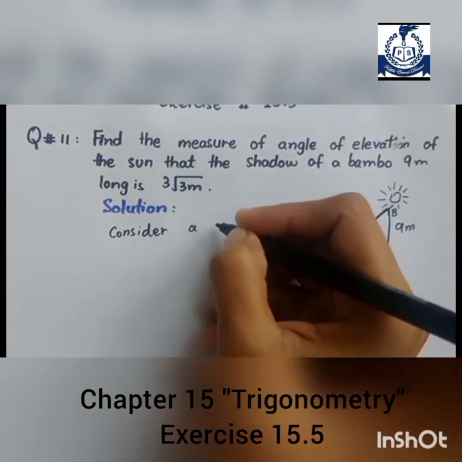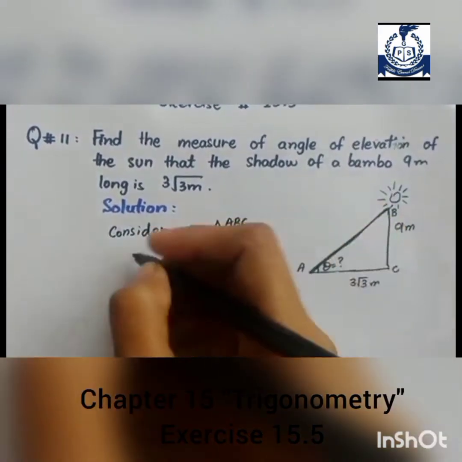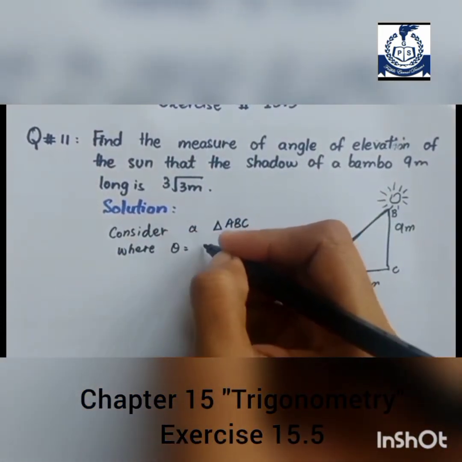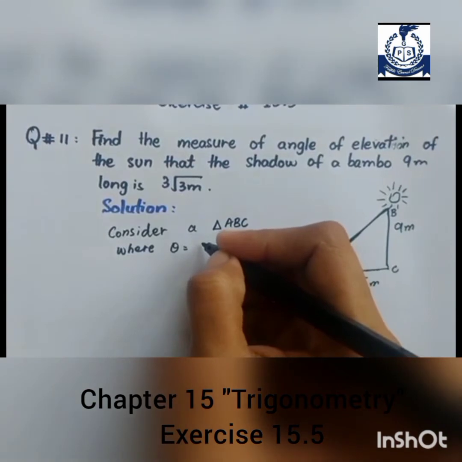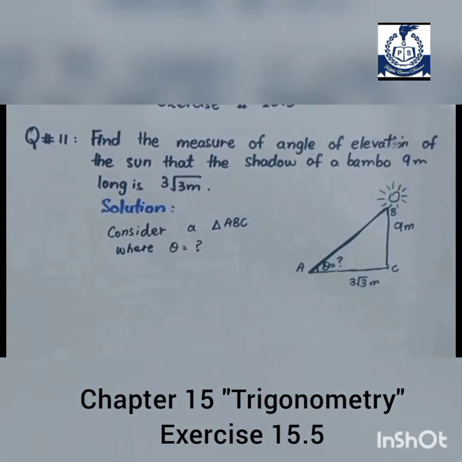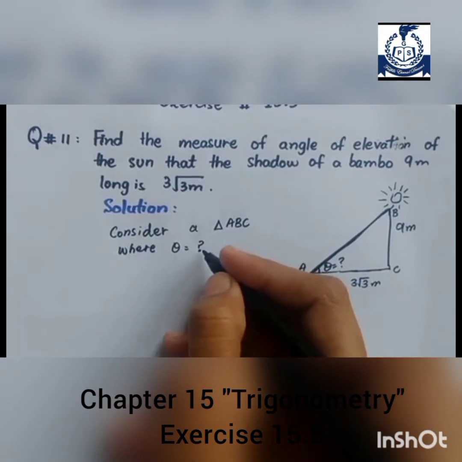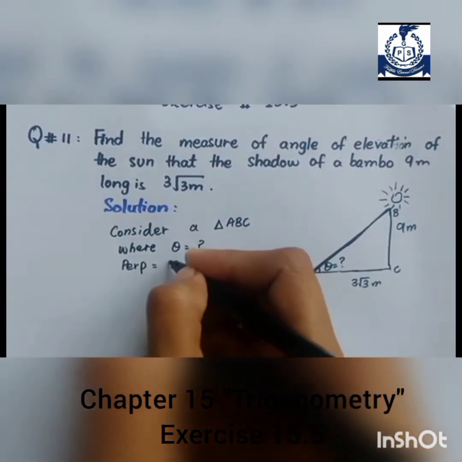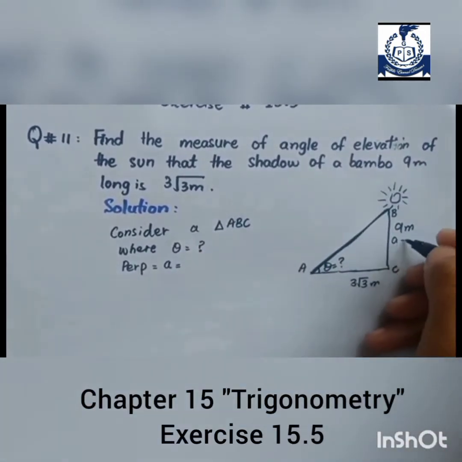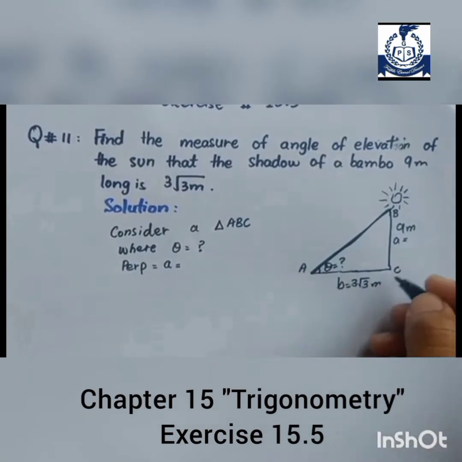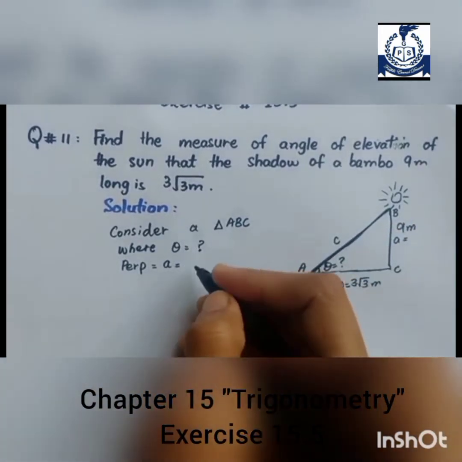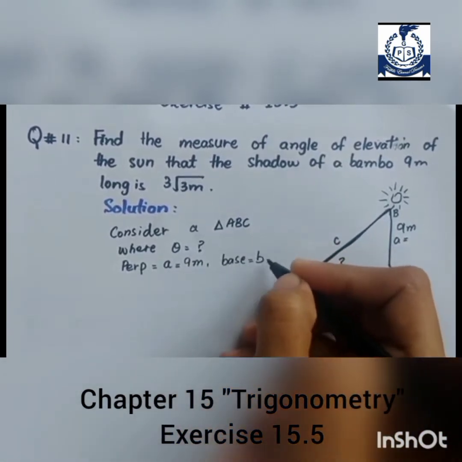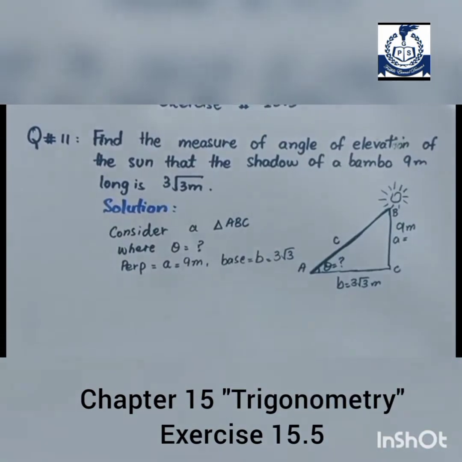So consider a triangle ABC where we need to find out theta. I write a question mark here. We know perpendicular, the opposite side of angle: capital A opposite side small a, capital C small c and capital B small b. Perpendicular is equal to 9 meter and base is equal to small b, which is equal to 3 under root 3.